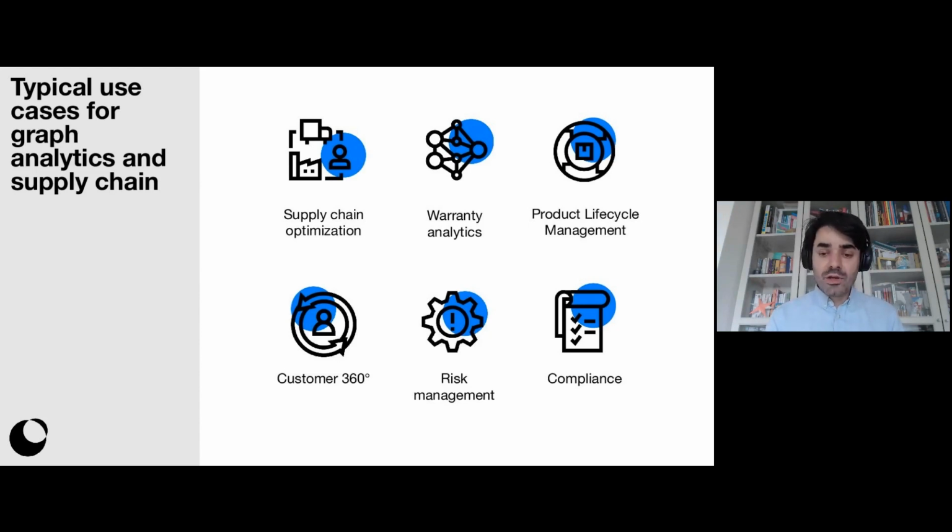And here you may have questions such as, are the components used in my products coming from sanctioned suppliers? Are my clients connected to risky entities? Are there any risky substances in my products? So these are some potential use cases for graph analytics and supply chain.